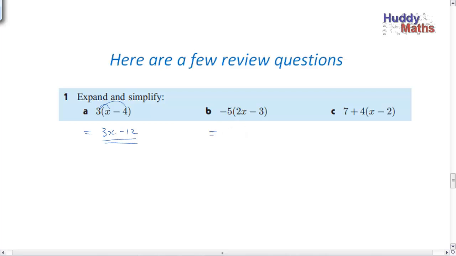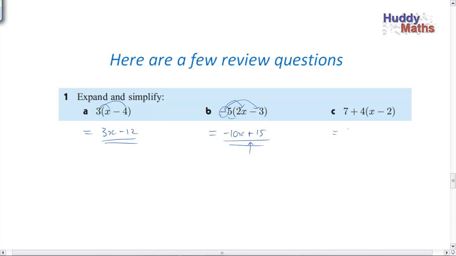This one, neg 5 by 2x, a negative times a positive is a negative 10x, and neg 5 by neg 3 is positive 15. Watch those signs here. Remember, you've got to bring the sign with the 5. Any term takes the sign that lies to its left. Did you get that one right?